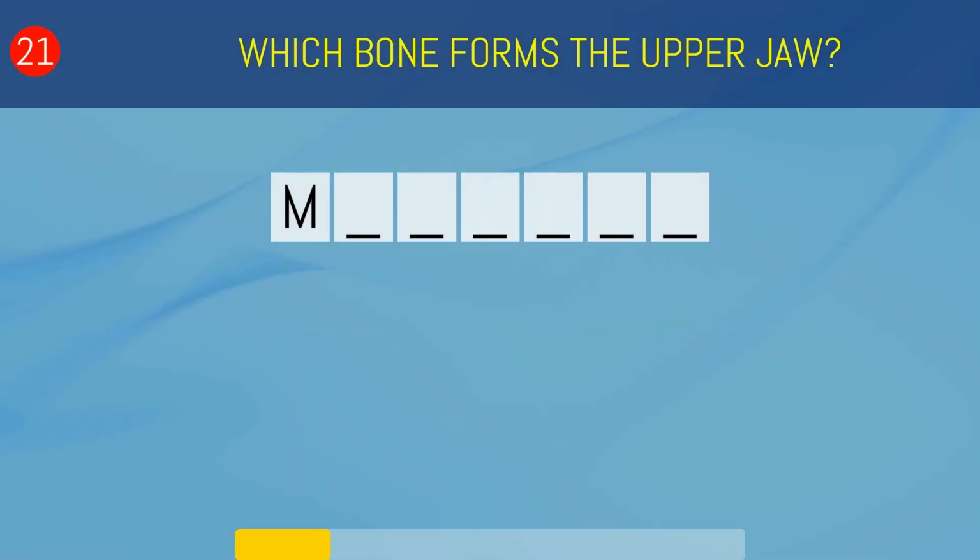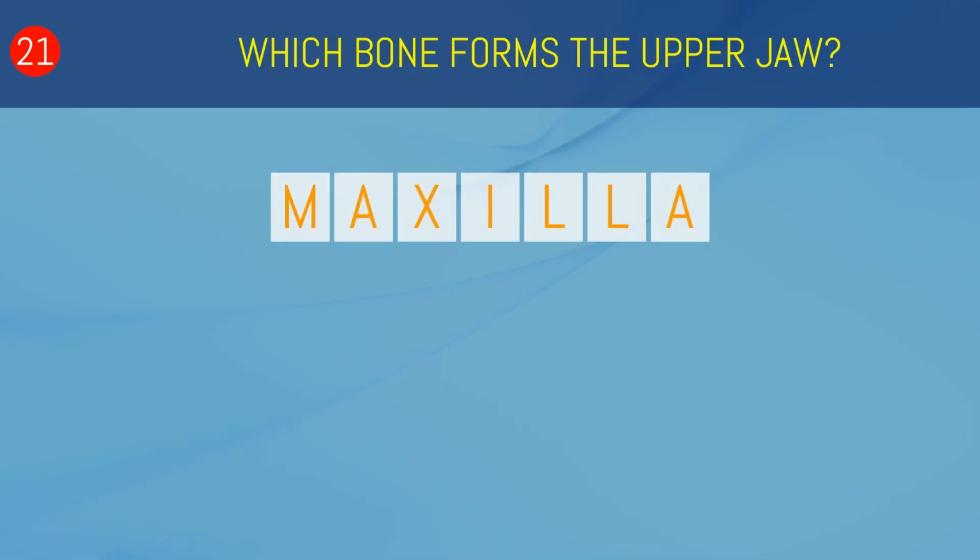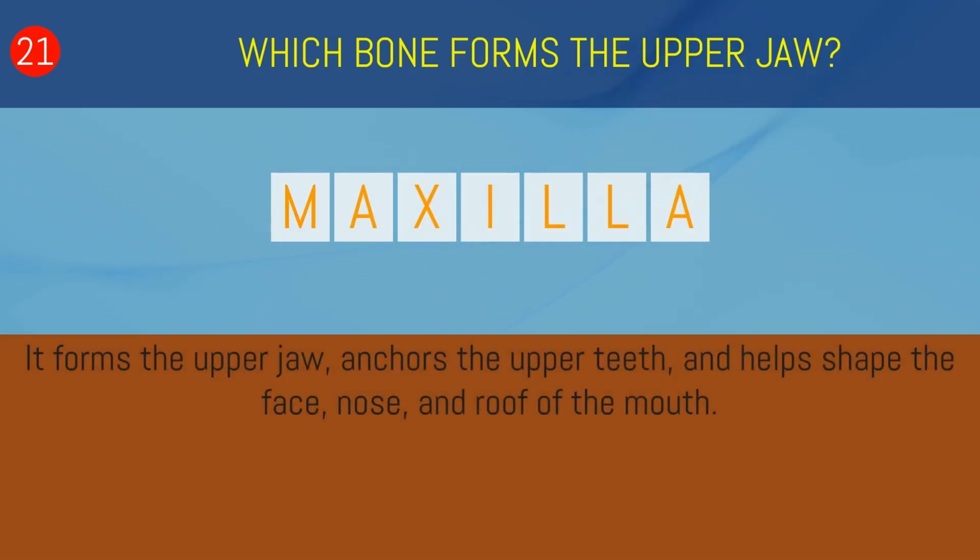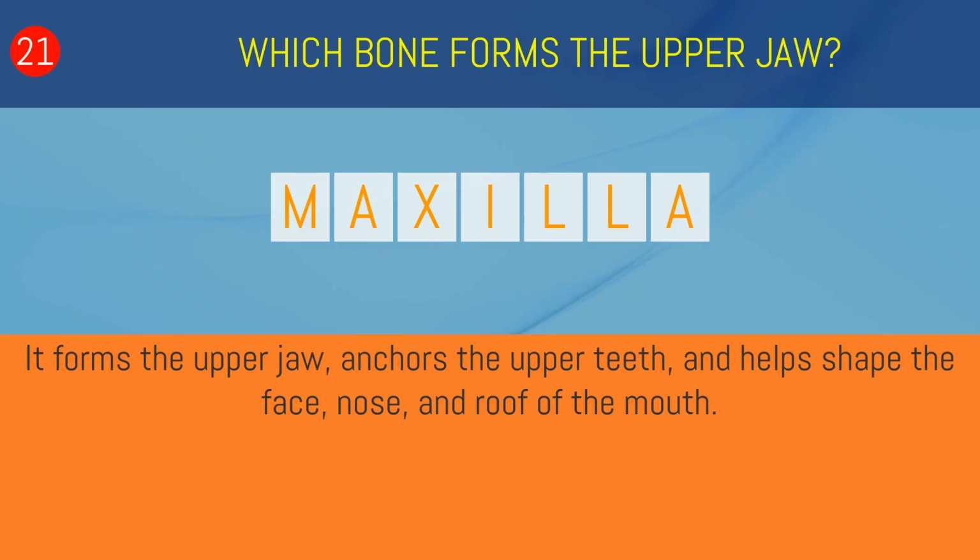Which bone forms the upper jaw? Maxilla. It forms the upper jaw, anchors the upper teeth, and helps shape the face, nose, and roof of the mouth.